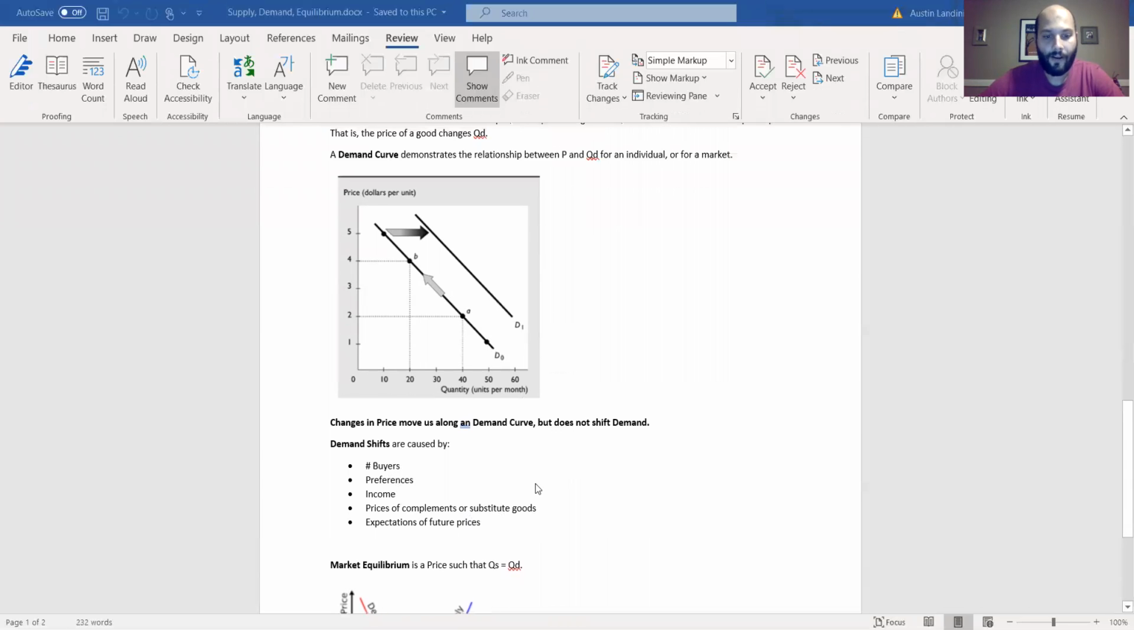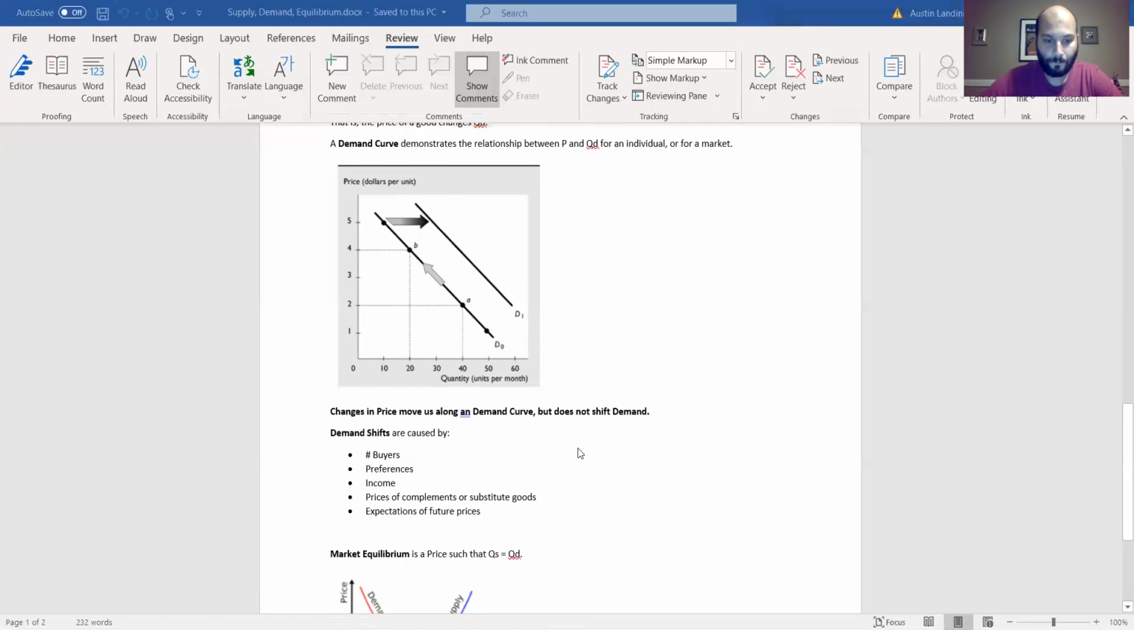And then again, like suppliers, if you're a consumer and you expect the price to be really high in the future, maybe you want to buy now, so we get this increase in demand now. Or conversely, if you expect that the price is going to be relatively lower in the future, you wait to buy and your demand decreases.